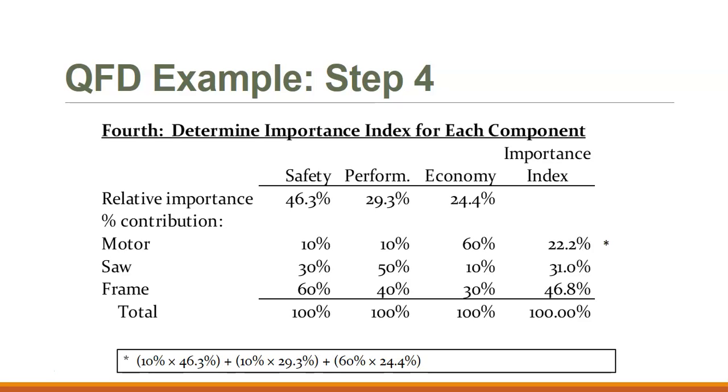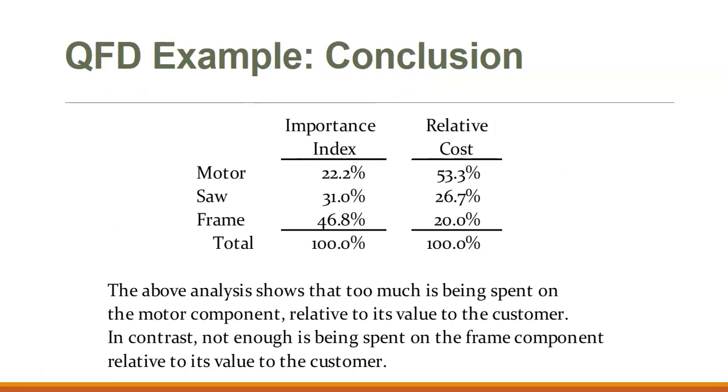When we do that analysis, we find out that the frame has a higher weight on our importance index than the saw and the motor for the saw. This means that the first place we would look to save money is in the motor. So we showed that too much is being spent on the motor component relative to its value to the customer, and not enough is being spent on the frame relative to its value to the customer. So in our redesign, we would look to build a higher quality frame, but find a lower cost motor.